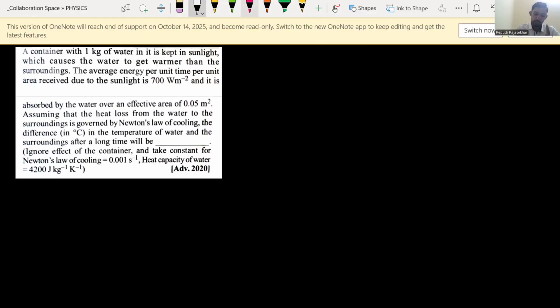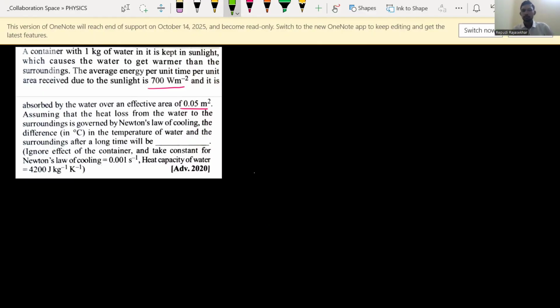That's why I told you, intensity means nothing but always you have to think about the effective area, not the entire area of the body. Your intensity is given, and this is the effective area. If intensity is known and effective area is known, we can calculate power, because P equals A into I. Assuming that heat loss from the water to the surroundings is governed by Newton's law of cooling, the difference in the temperature of water and the surroundings after a long time will be.